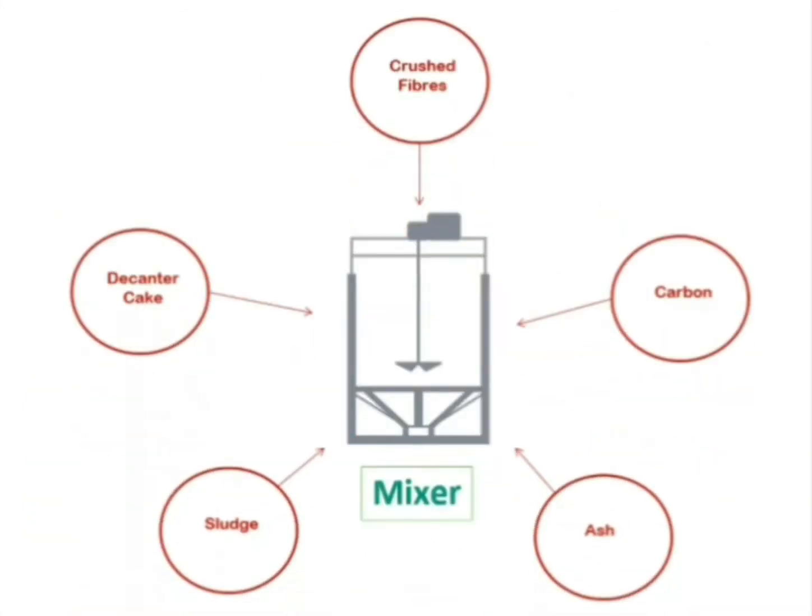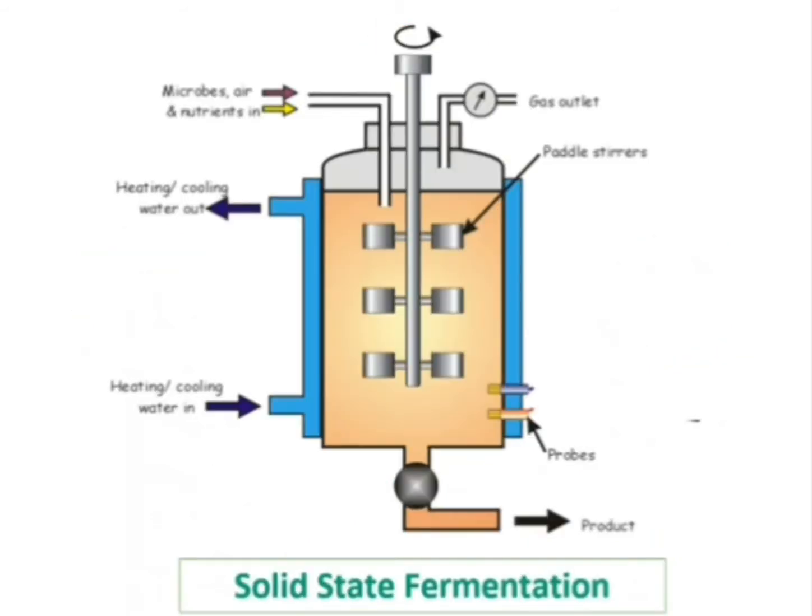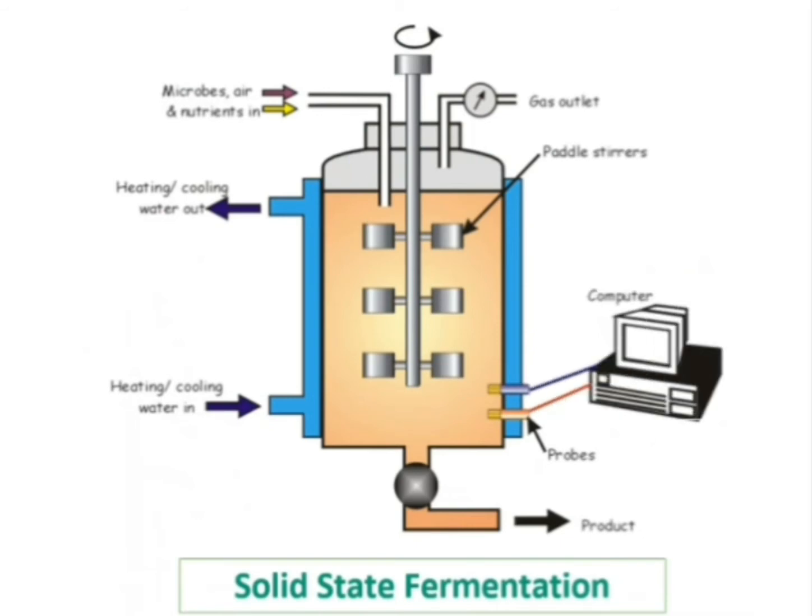So the products from the pre-treatment are crushed fibers, carbon, ash, sludge, and decanter cake. These products are mixed together in a mixture. The mixture is then transferred to the fermentation tank where solid state fermentation takes place. The pH, temperature, and the moisture inside the tank are monitored by the computer. We will further talk about this process later in our video.